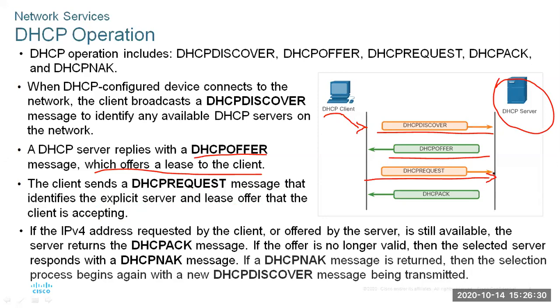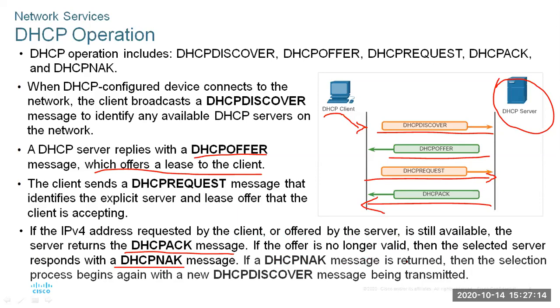Once it sends that to the server, the server will now document that particular request and that particular lease to make sure that it does not issue it out to any other client. Then the server will now send a DHCP acknowledge back to the client. All right. So if the IP version 4 address offered by the server to the client is still available, the server returns the DHCP acknowledge message. If the offer is no longer valid, then the selected server responds with a DHCP NAK, non-acknowledged message. All right.